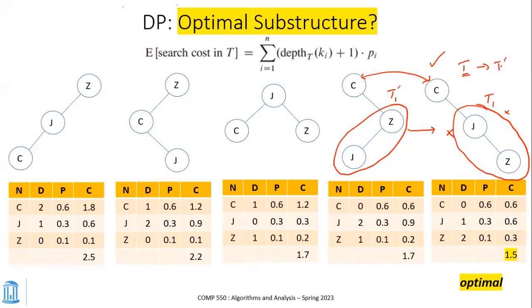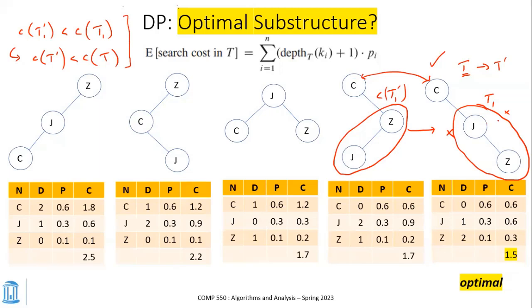Then what we need to show is that if the cost of T1 prime is lower than the cost of T1, so it is more optimal, then that implies that the cost of T prime is less than the cost of T. Does everybody follow this reasoning?